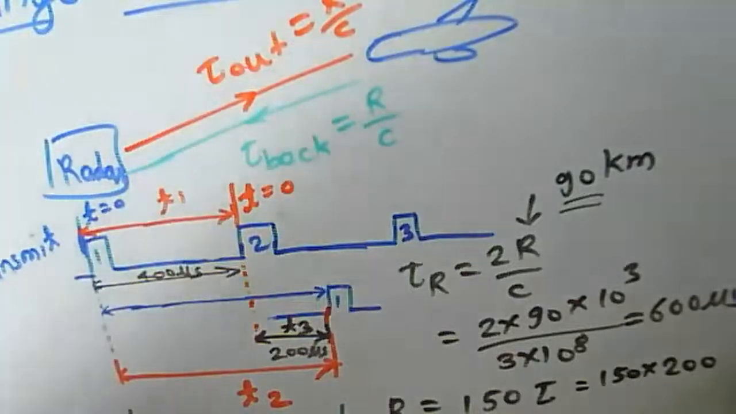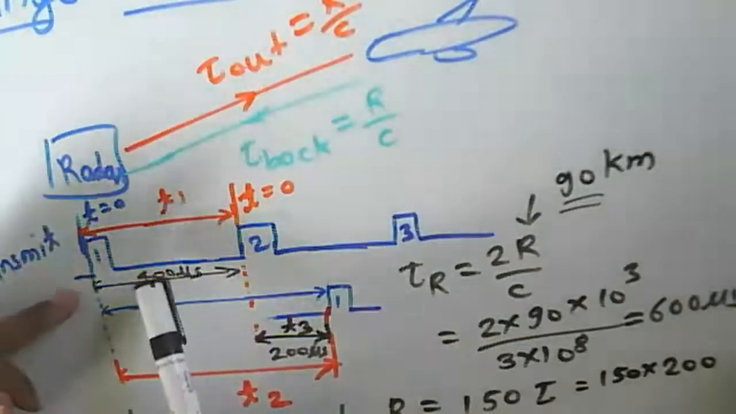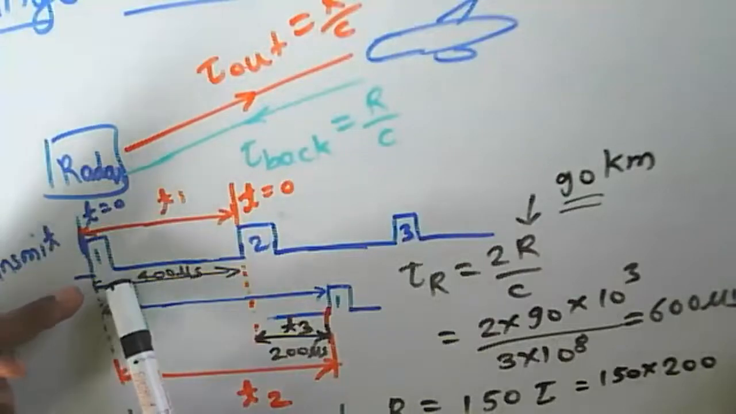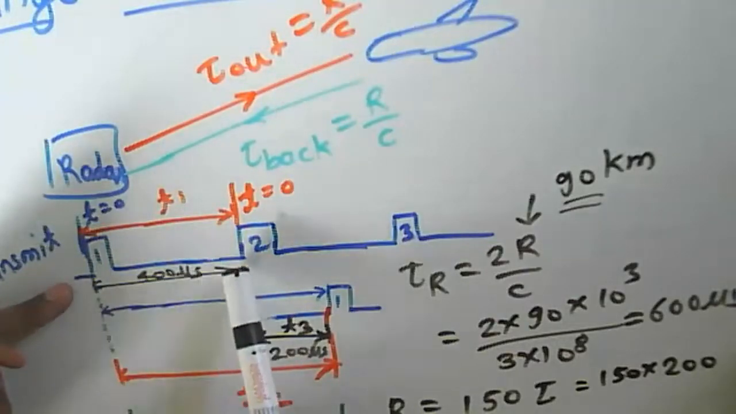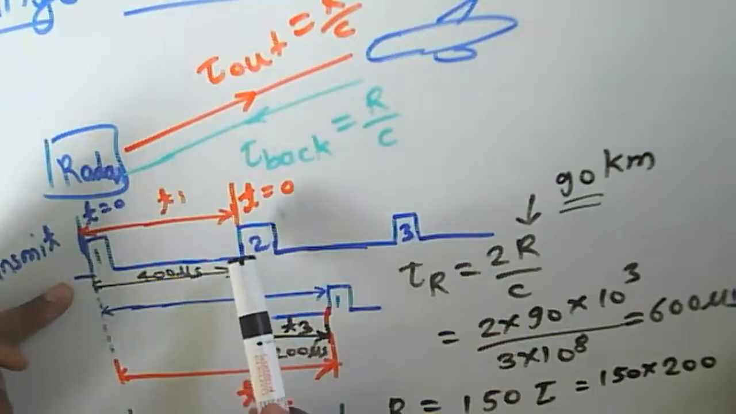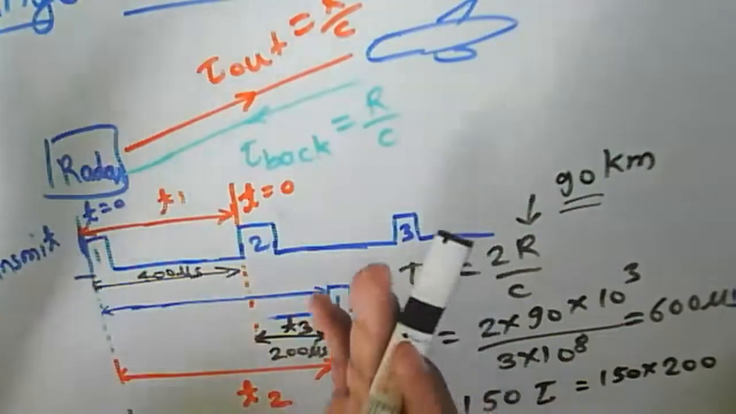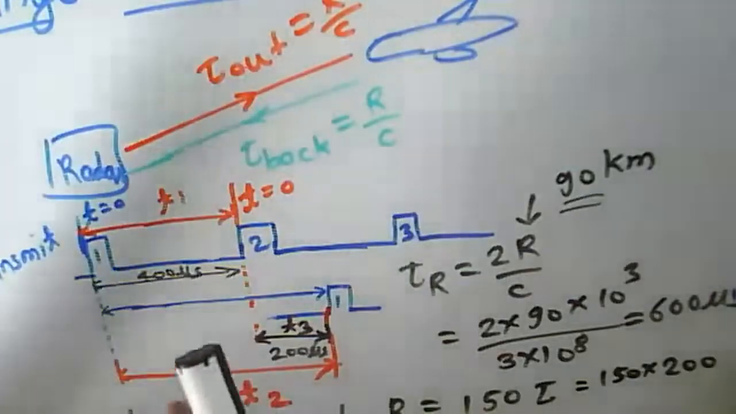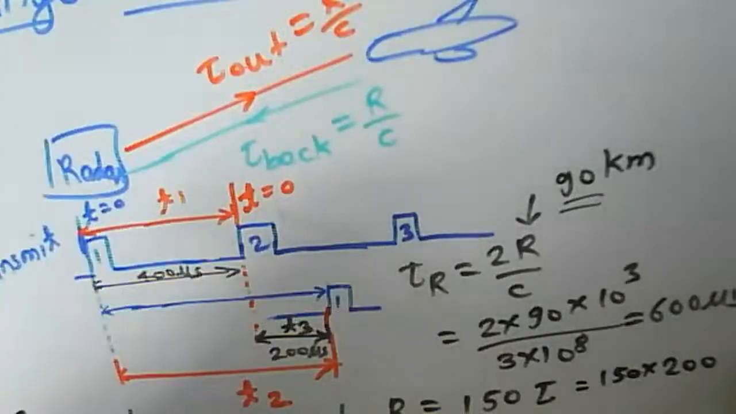Okay. But here, if the spacing between the pulses, whatever pulse is transmitted from this and this particular pulse here, is larger, then we will get the proper range. If the spacing is smaller, then we will get the ambiguous range here.